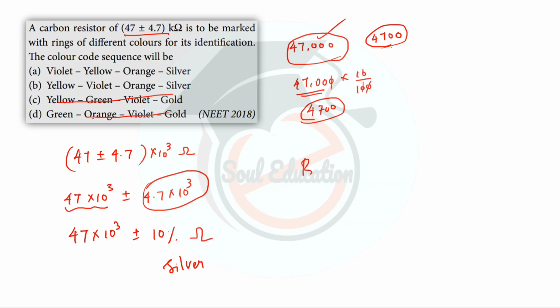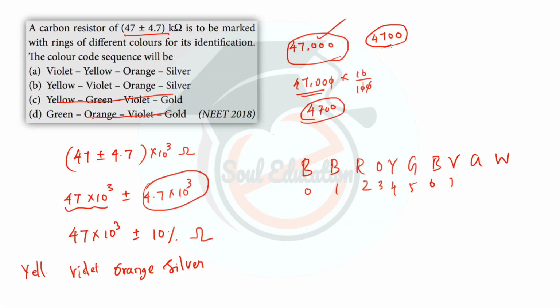Correct? So in the shortcut, B B Roy of Great Britain had a very good wife. So this is the case. 10 to the power of 3, so this is 0, 1, 2, 3. That is my orange. Next thing is 7. The value 7 is 4, 5, 6, 7, that is my violet, and 4 is yellow. So my color code is yellow, violet, orange, silver. So option B is the correct answer.